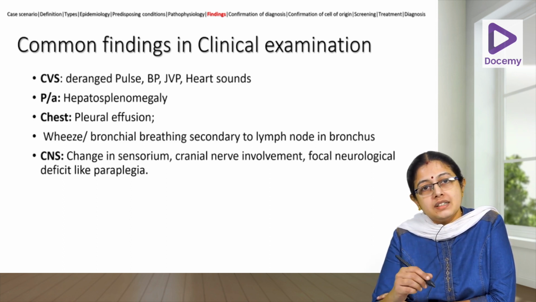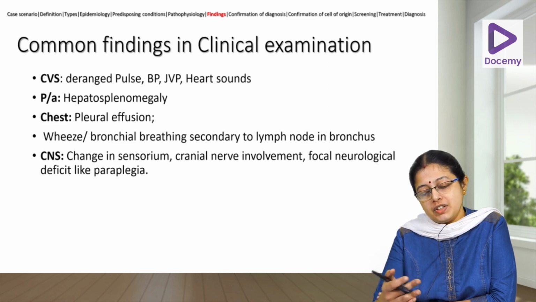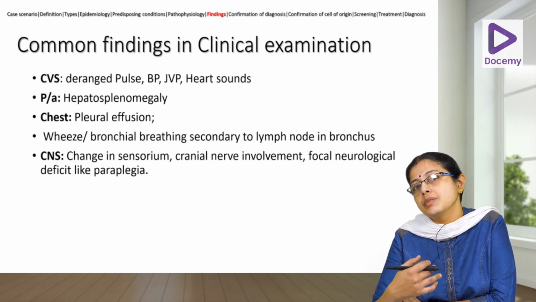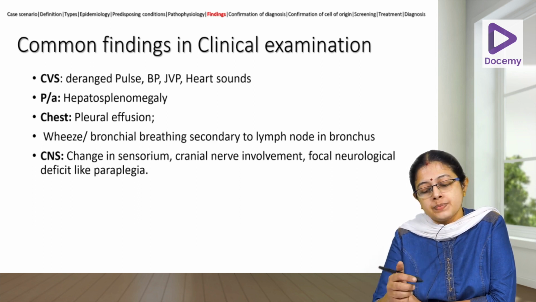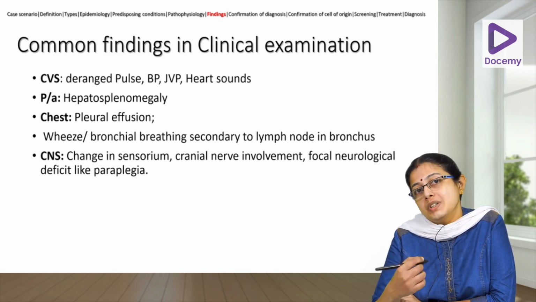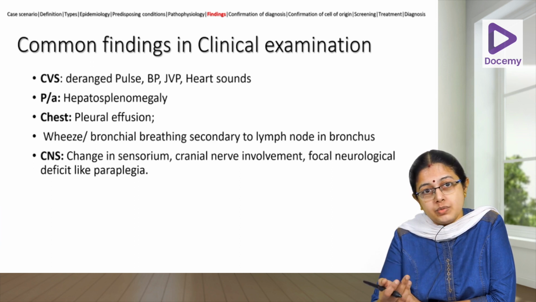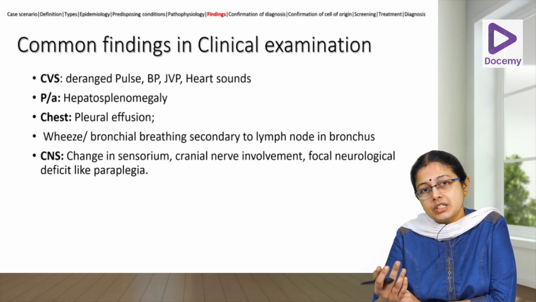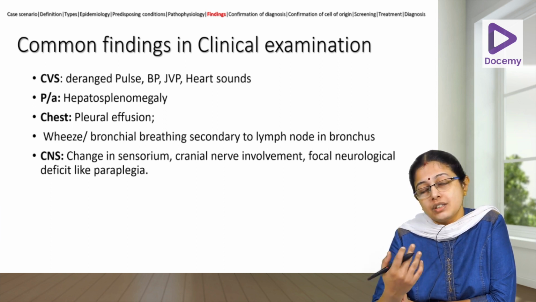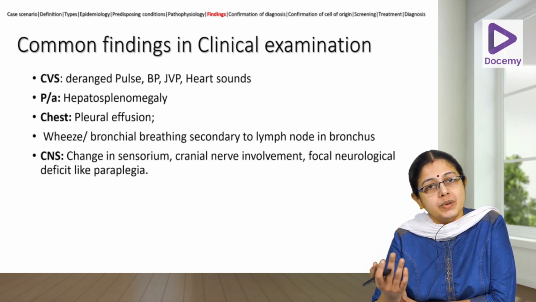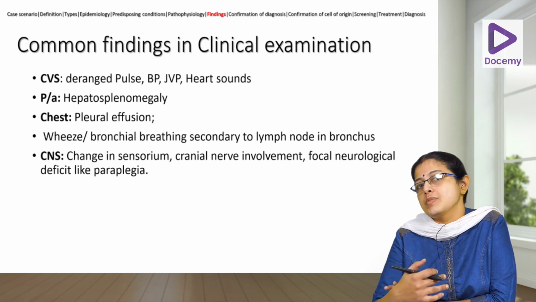Now again, the CNS could also be affected. They could have a change in sensorium when they have CNS leukemia, with infiltration into the brain or the meninges. Cranial nerve involvement: the patient could present with a facial nerve palsy, and it should not be missed and thought of as Bell's palsy. It could be an LMN facial palsy, UMN facial palsy, anything.